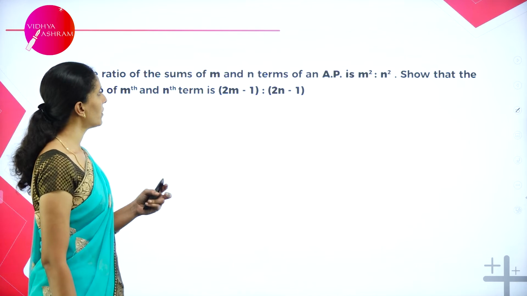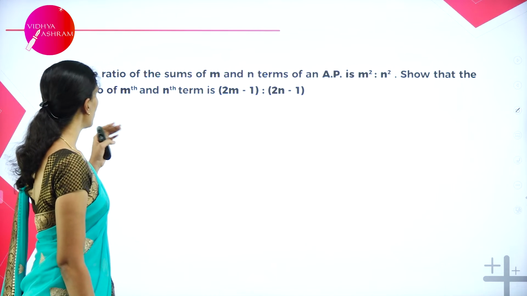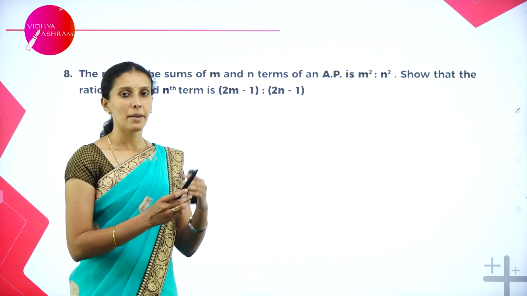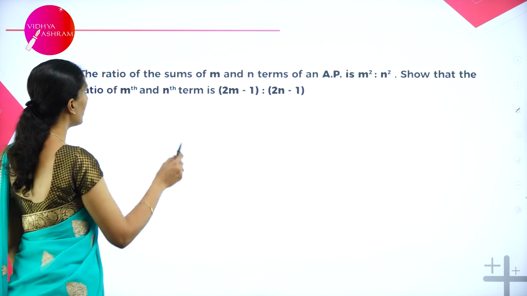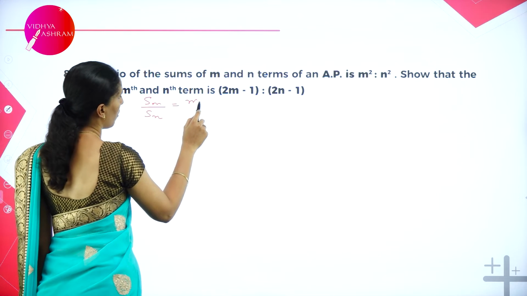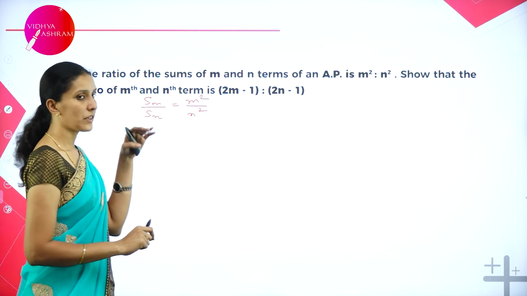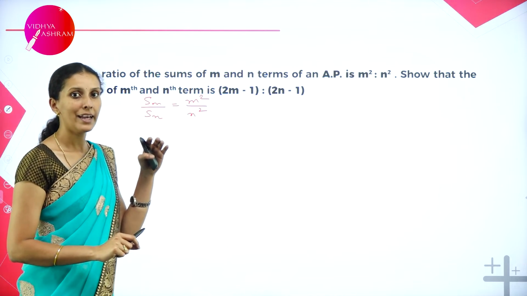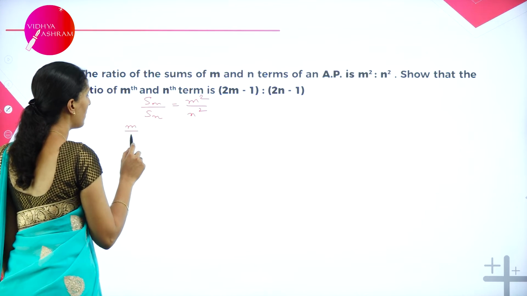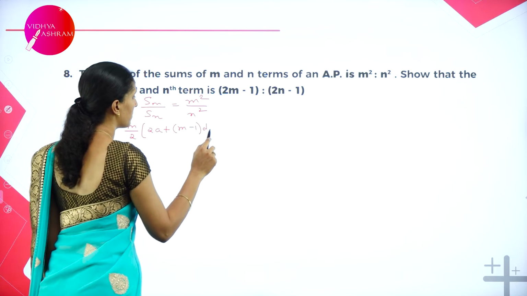Next question: the ratio of the sum of m and n terms of an AP is m square is to n square. Show that the ratio of the mth and nth terms is 2m minus 1 is to 2n minus 1. This is the same as the first one we did. They have given the sum of m terms and n terms whose ratio is given in the form of m square to n square. Now I need to find out the ratio of the mth and nth terms, that is am by an. So first write this. This can be written as m by 2 times (2a plus (m minus 1) into d).